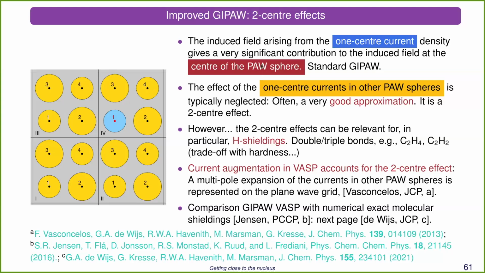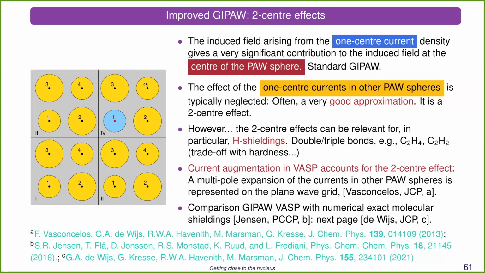And how should you do that? That is outlined over here. What you can do is you have these currents here, which you describe with spherical harmonics times radial functions. And it is very difficult to get the effect in that local basis over here. But what you can do is a multipole expansion of those currents. And the multipole expansion of those currents, you can mimic with very soft multipoles. And those very soft multipoles give the same multipole expansion. You can represent on the plane wave grid also.